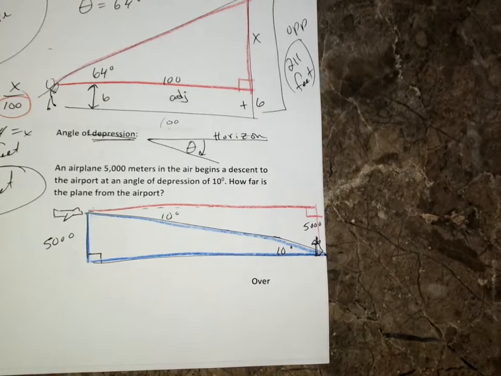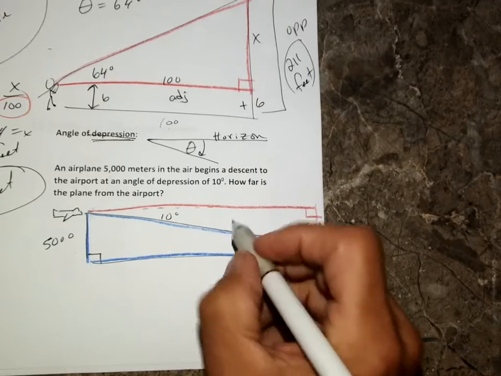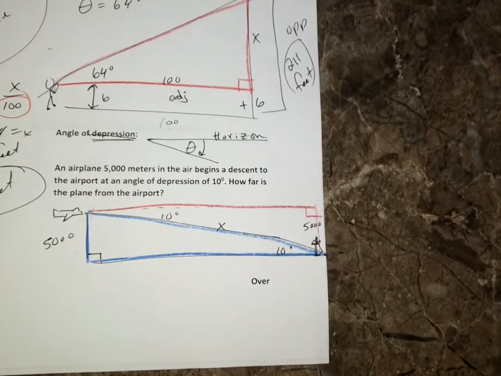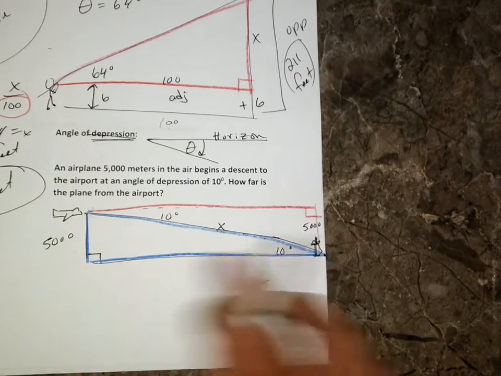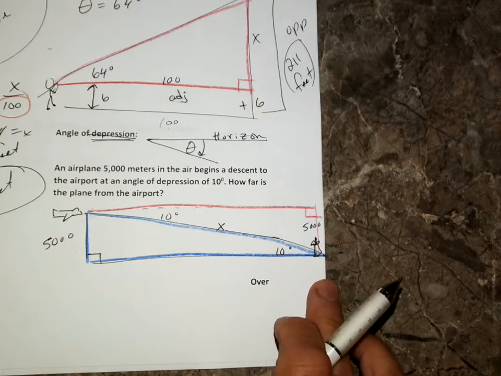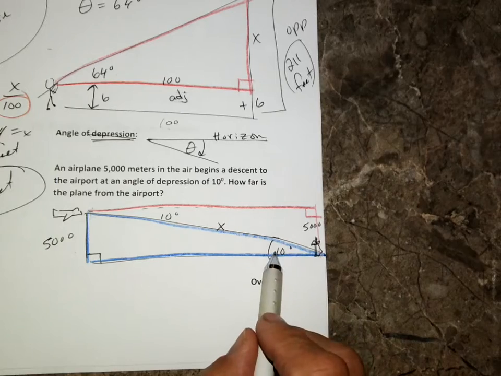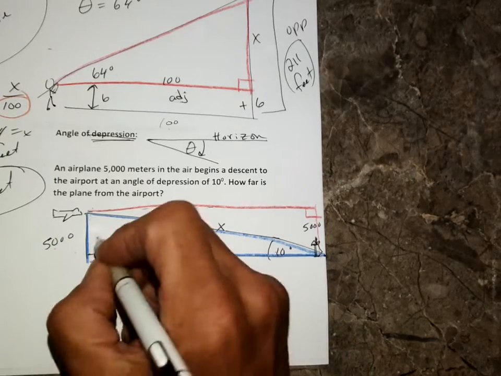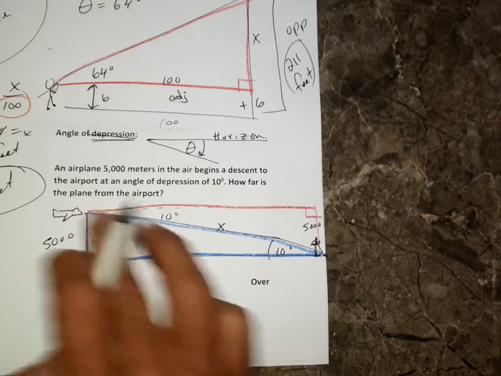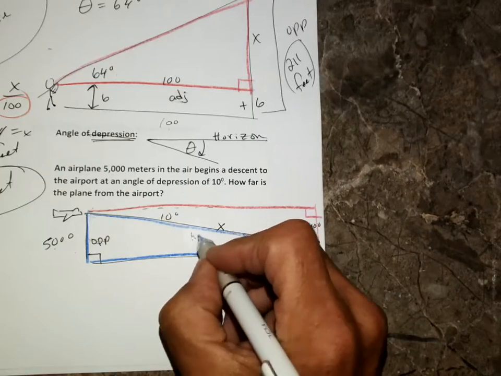And I want to know how far the airplane is from the airport. That would be right here. Okay, the airplane from the airport, not the ground speed. It would say the ground distance. Okay, so let's see. I have my angle, and way over here is the opposite side. This is my hypotenuse.